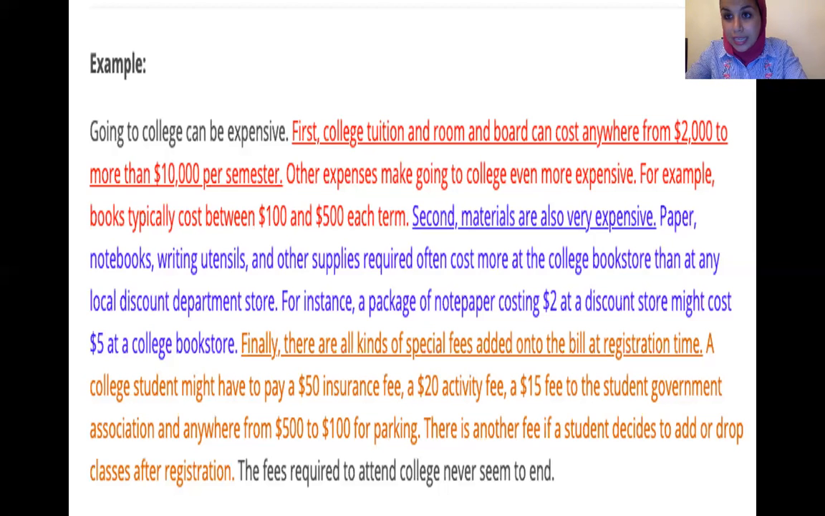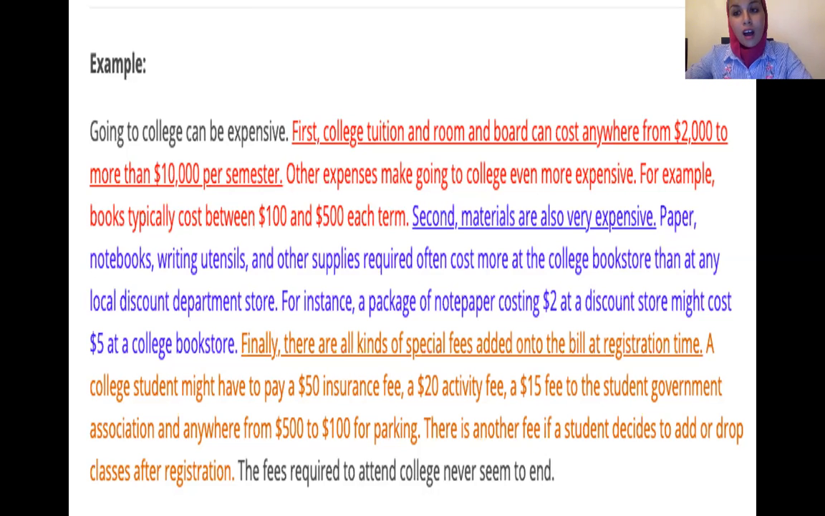So this is the topic sentence, and it's telling me that this paragraph is about how college or university can be expensive. And then at the very end, we have another black sentence. The fees required to attend college never seem to end. So this is the concluding sentence. As you can see, both sentences are related, they are connected, and they both show us the main idea of the paragraph. Now, what is missing is the body of the paragraph, the supporting ideas and the details and the evidence. Let's have a look at that.